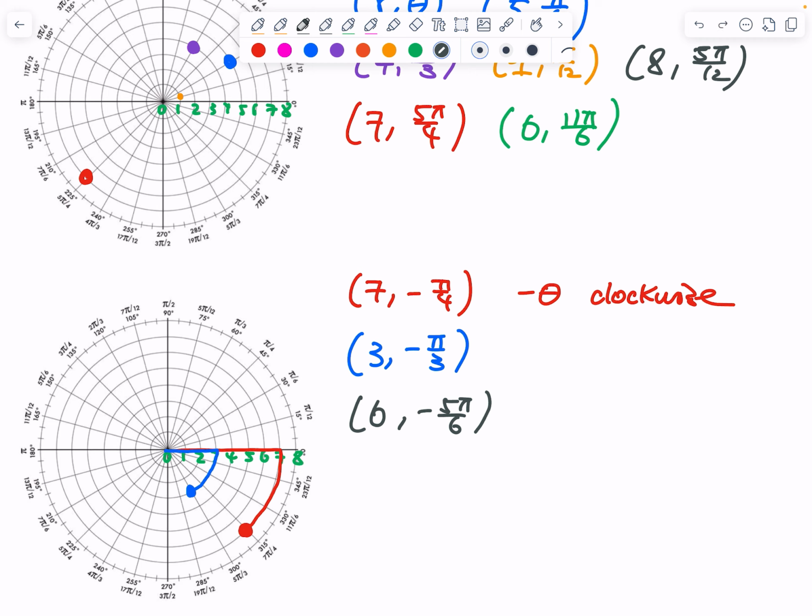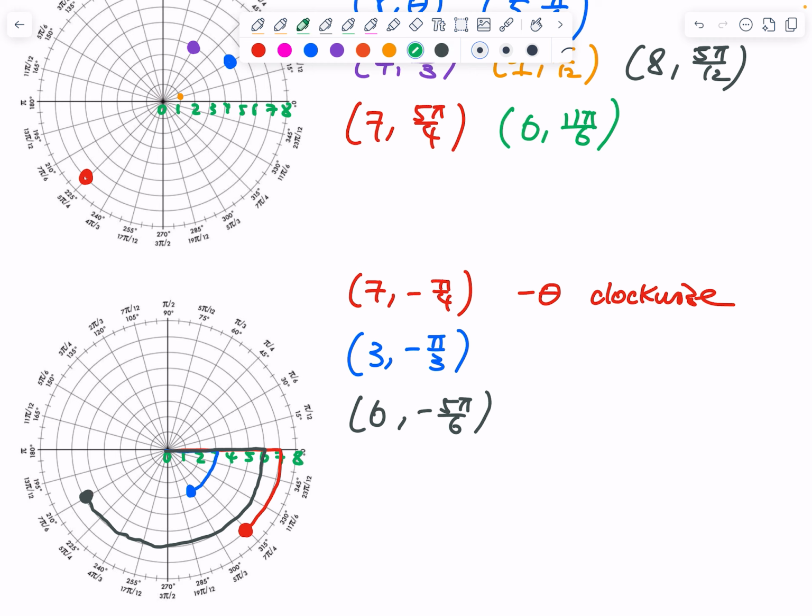Okay, let's find 5 pi over 6. That is pi over 6, and then pi over 6, 2 pi over 6, 3 pi over 6, 4 pi over 6, 5 pi over 6. Okay, if we go counterclockwise, we need to go to quadrant 2. Okay, then we go to 6, and then we go to 5 pi over 6. Where's the pi over 6? Right here. There.